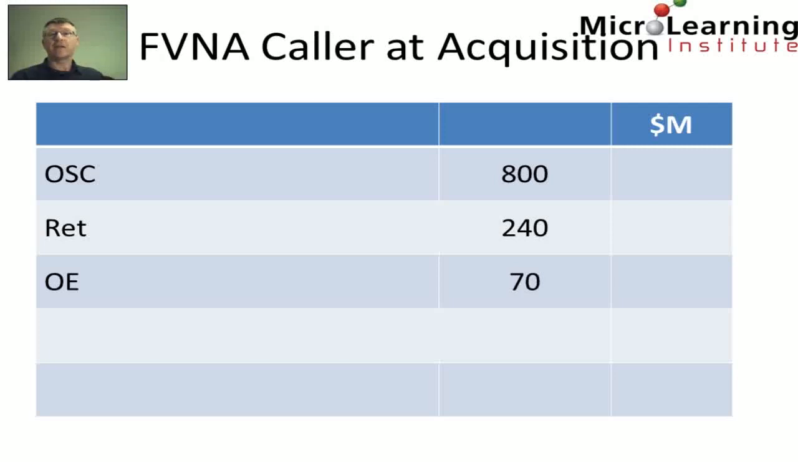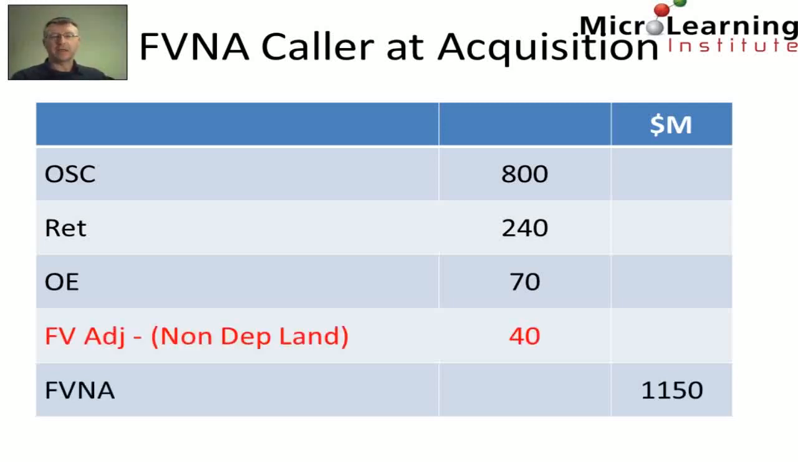Now let's look at the fair value of the net assets of Calle at acquisition, and again, as we said, this control was achieved on the 1st of June 2012 when Calle's ordinary share capital, retained earnings and other components of equity were $800, $240 and $70 million respectively. Similarly, we're told that Calle's fair value net assets was $1,150 million, and again we can conclude as a balancing figure that we need a fair value adjustment on the group's recognition of Calle's net assets of $40 million, and the question tells us again that this fair value adjustment relates to non-depreciable land.